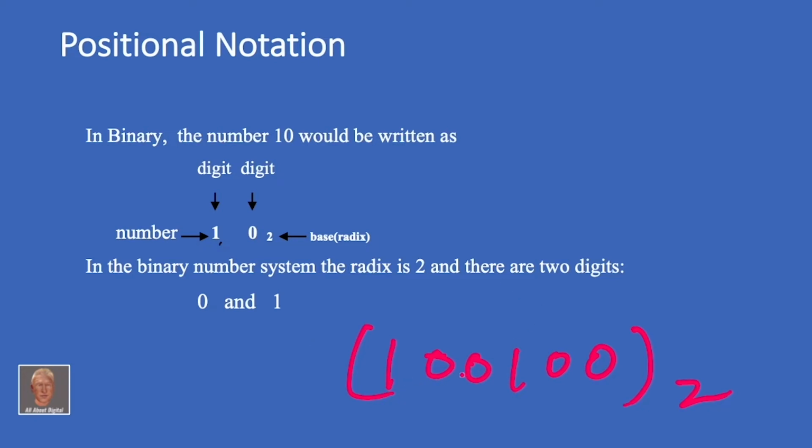Now in this one we have 1, 2, 3, 4, 5, 6 digits. The integer has 6 digits. It's a binary number because we have a base 2, so the digits can only be 0 or 1. So this would be 100100 base 2.